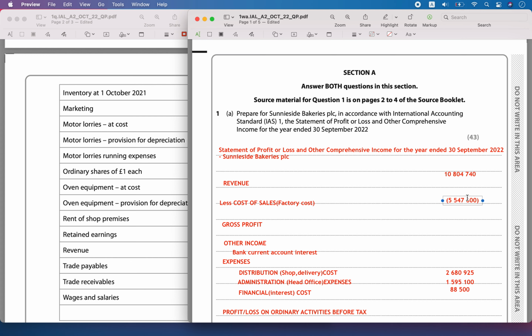Now the revenue is this much less the cost of sales. So let's do this. 10,804,740 minus 5,547,600. We have to write the gross profit value. 5,257,140 will be your gross profit. So let's write up here.